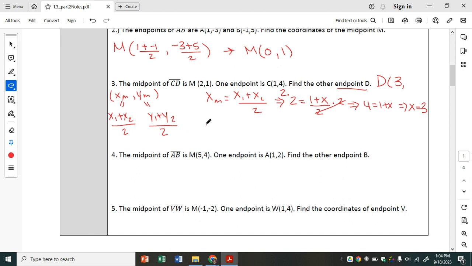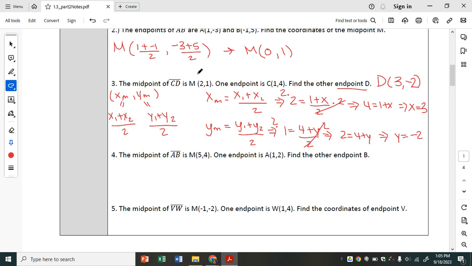So same idea. Our midpoint, our y value, is going to equal the average of our y's. And I'm going to just plug in what I know. I know that the midpoint, the y value on my midpoint is 1. I know that the y value on my one endpoint is 4. I have to find the y value of my other endpoint. So I'm going to multiply both sides by 2. Again, that cancels my fraction. I'm left with 2 equals 4 plus y. Subtract the 4. We get y equals -2. So the other endpoint would be at 3, -2.